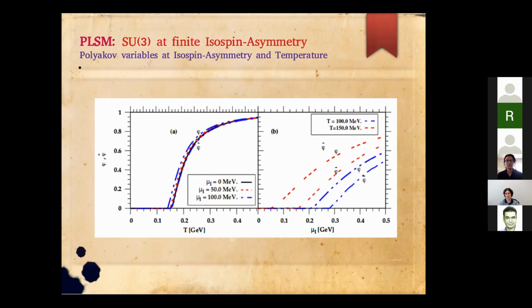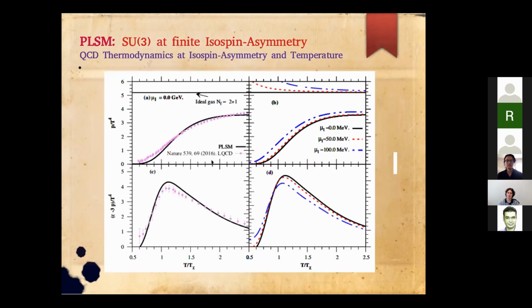There is little change, very insensitive to the change in the isospin chemical potential. But if we change it, we study here how the isospin chemical potential affects the Polyakov variable, and we see differences which are distinguishable. Here is the QCD thermodynamics at finite isospin and temperature, and we are comparing our result to lattice.